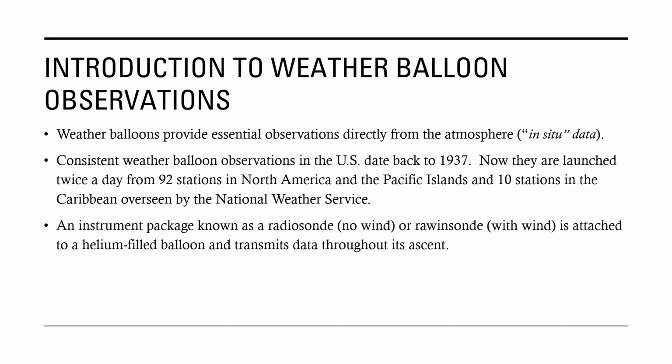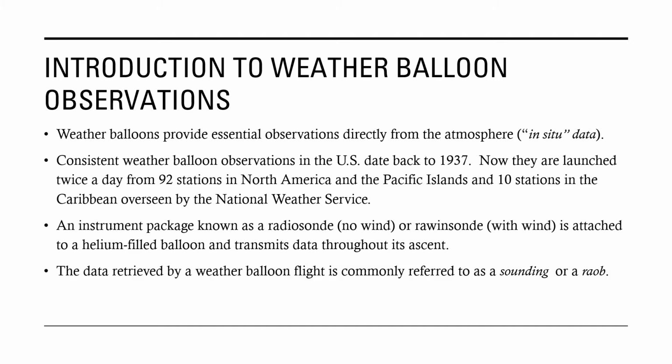We send up an instrument package known as a radiosonde if there is no wind observation taken, or a rawinsonde if there is a wind observation taken. And this radiosonde or rawinsonde is attached to a helium-filled balloon, and it transmits data back down to a computer on the ground throughout its ascent through the atmosphere. And then this computer records the data and saves it for posterity. The data received by the weather balloon flight is commonly referred to as a sounding or a raob. Raob, of course, is just short for radio observation or radiosonde observation.